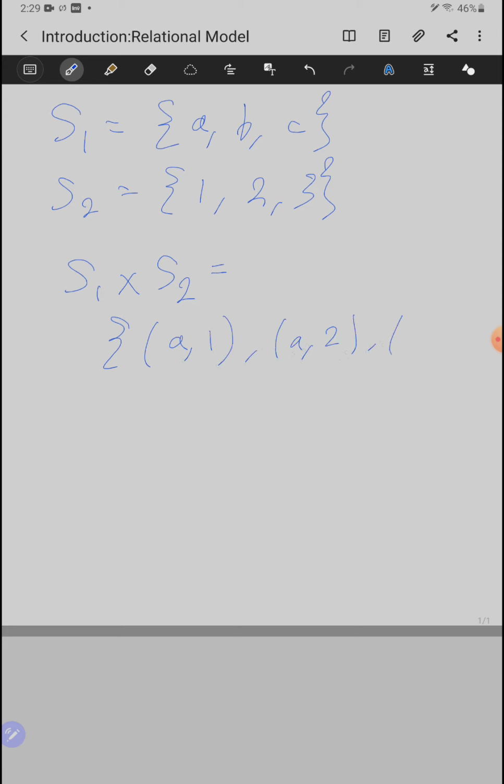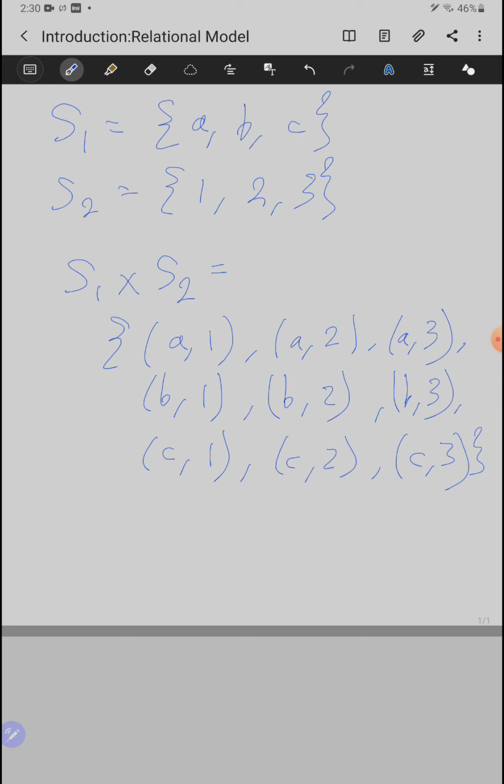A2, A3, B1, B2, B3, and of course C1, C2, and C3.